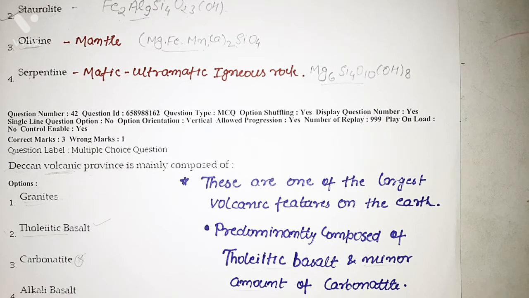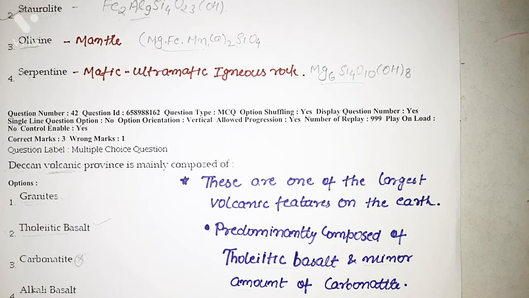Okay, alkali basalt. Though this was subject to debate for many years, whether Deccan traps are composed of tholeiitic basalt or alkali basalt, later studies confirm that these are composed mainly of tholeiitic basalt. So the correct answer of this question will be tholeiitic basalt.